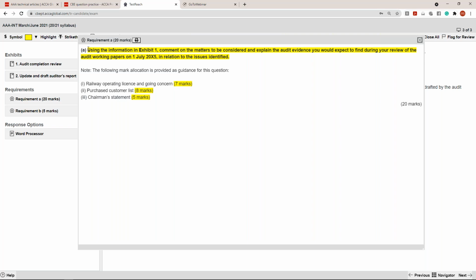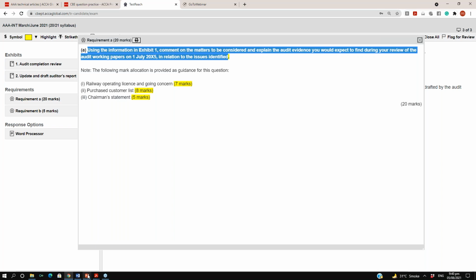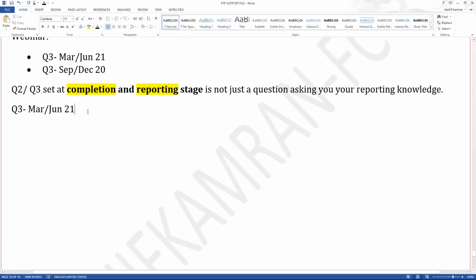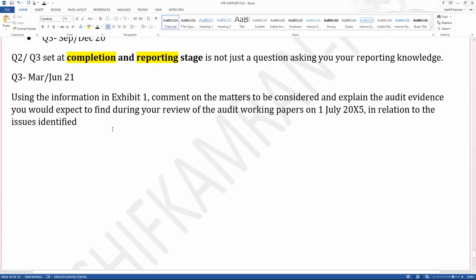Now, was I clear on this requirement of a question yesterday on day 2? That this is a very, very important question which comes at the stage of completion and reporting. Using the information in exhibit 1, comment on the matters. Did I explain this to you yesterday, everyone? You cannot say no if you were in the live webinar. Comment on the matters to be considered. And can you look at this word "and", because students don't look at the word "and" in the exam paper. I don't know what happens to them.